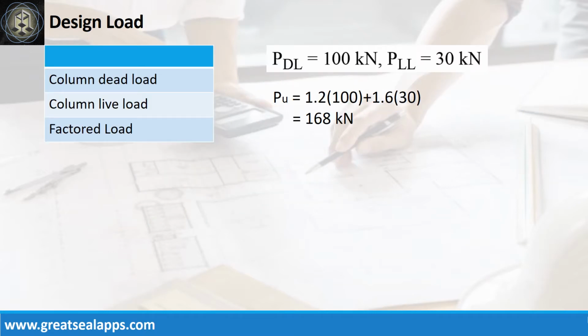The footing carries an axial dead load of 100 kN and axial live load of 30 kN, for a factored load of 168 kN.